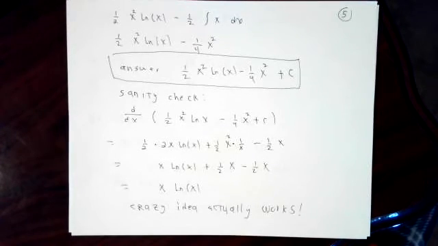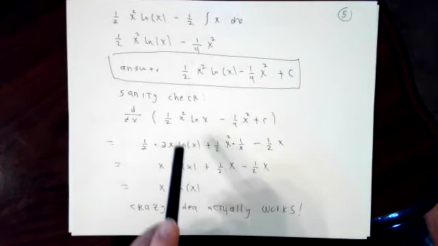This seems crazy, so I'm going to check it. I'm going to make sure that my answer is correct. I'm going to take the derivative of my answer and see if it's what it's supposed to be. So I need the derivative of 1/2 x squared natural log x minus 1/4 x squared plus a constant.